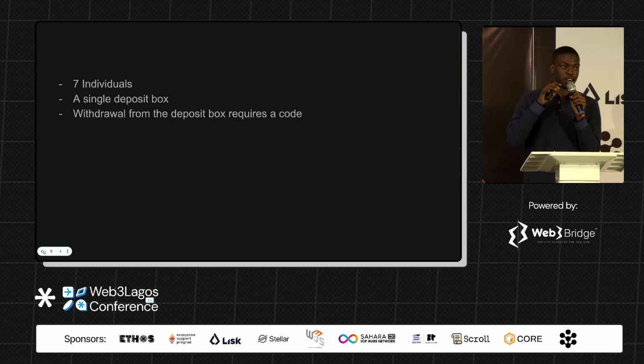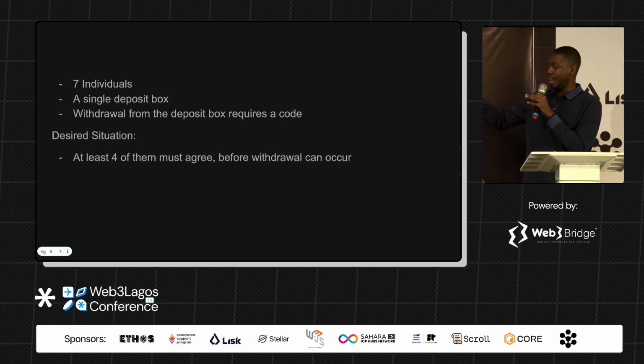They have a requirement, which is basically that in order to withdraw from this box, you need to input a code. Once you put in the code, the box will open, you can pull out money and spend it on whatever. Now, the desired situation is that 4 of them have to agree in order to spend from that box. So one person cannot just go and say, oh, let me pull out all the money, I want to go and buy pizza or something. It has to be something that the group as a whole has agreed on. So at least 4 people must agree before a withdrawal can occur. Does the problem make sense?